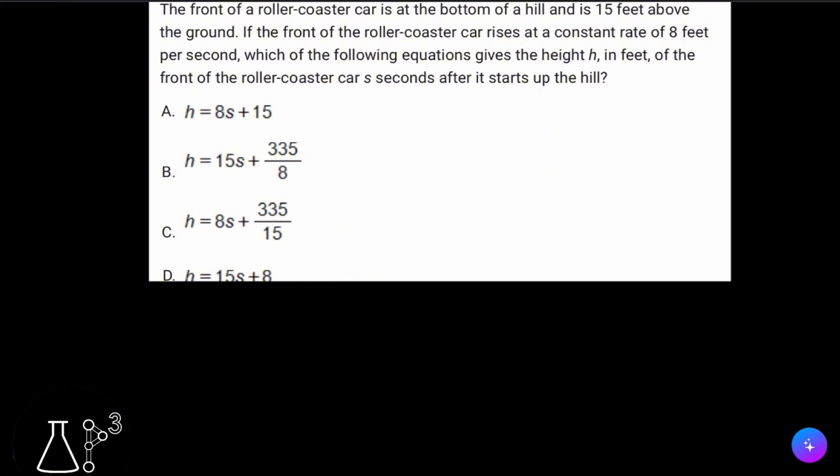I'm given that the roller coaster is at the bottom of the hill and is 15 feet above the ground. So when it's at the bottom of the hill, the roller coaster is 15 feet above the ground. What I'm also given is that the car rises at a constant rate of 8 feet per second. So this is our slope. Whatever's in green, it increases at 8 feet per second. That's our slope.